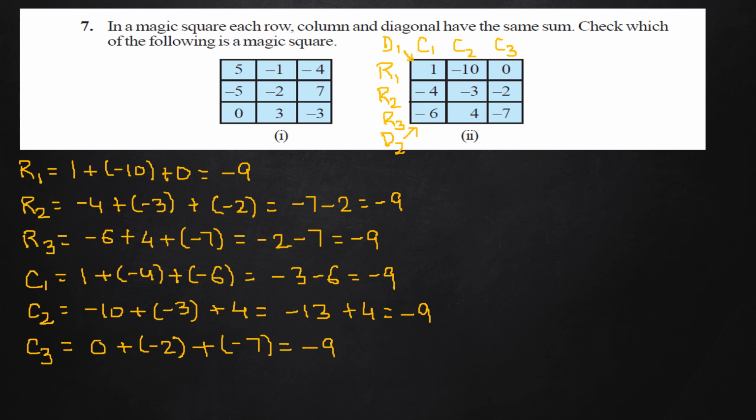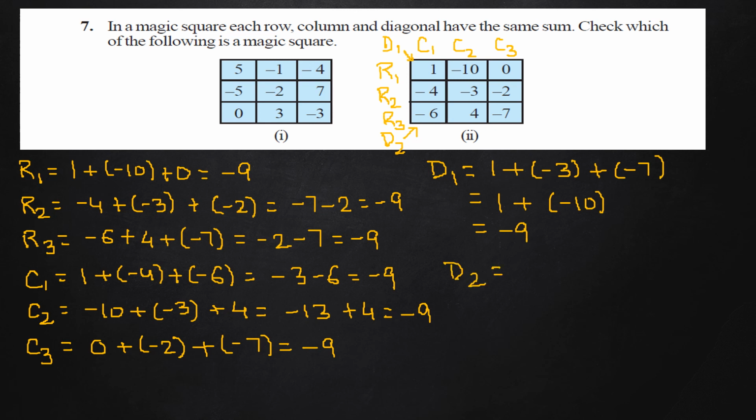Let's solve for the diagonal 1 and diagonal 2, which will help us to decide whether it's a magic square or not. Because till now, whatever rows and columns we have taken, the sum is the same everywhere. Now, the diagonal 1, it is 1 plus minus 3 plus minus 7. If we add the two negative values, it's minus 10. When we add 1 to it, it is minus 9. Diagonal 2, minus 6 plus minus 3 plus 0, and again adding the negative values, we get the answer minus 9. So now here we observe that in the second square, each row, each column and each diagonal have the same sum. So the final answer will be yes, it is a magic square.